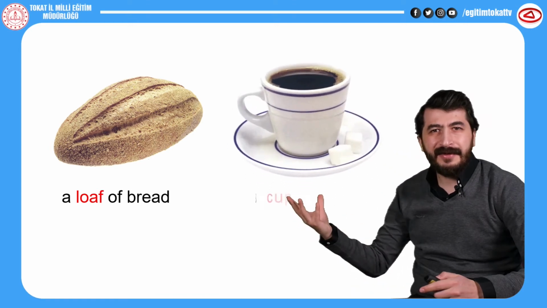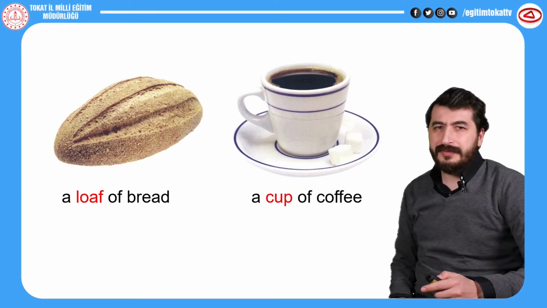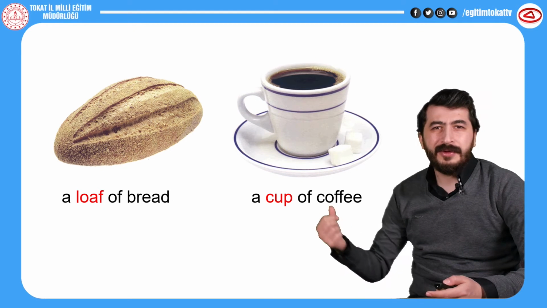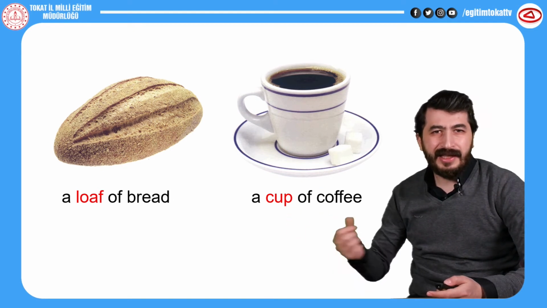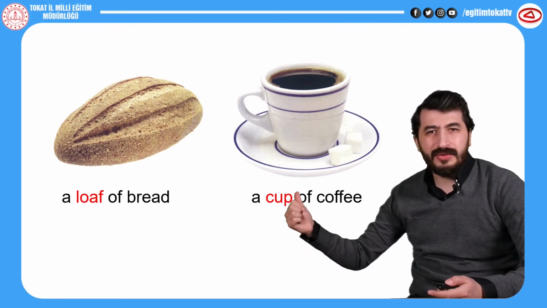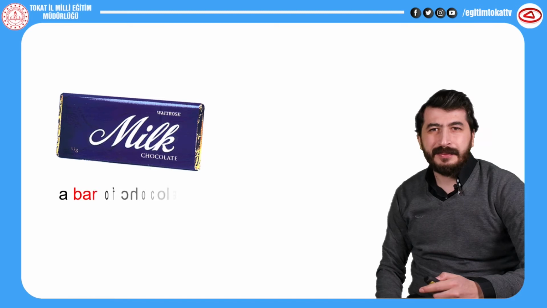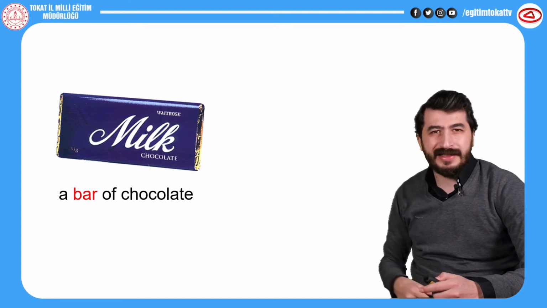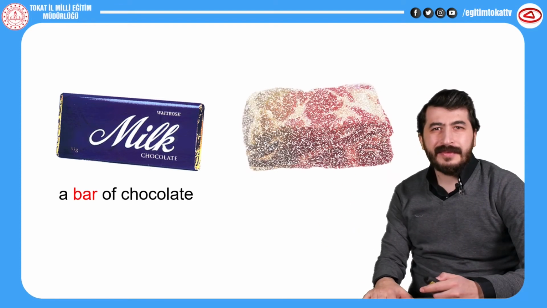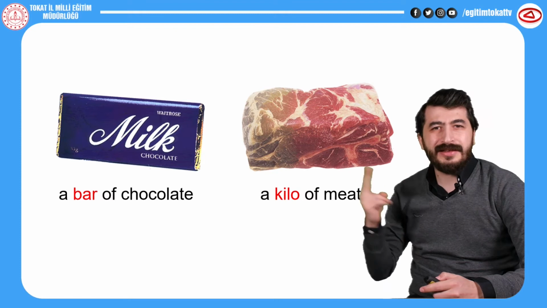And here we have coffee. Can you say 2 coffees? No. 3 coffees? No. You can use a cup of coffee. If you need 2, you can say 2 cups of coffee. Okay, there's a chocolate here. Milky, I think. A bar of chocolate. 2 bars of chocolate. Okay. We have meat here. A kilo of meat. 2 kilos of meat. 3 kilos.